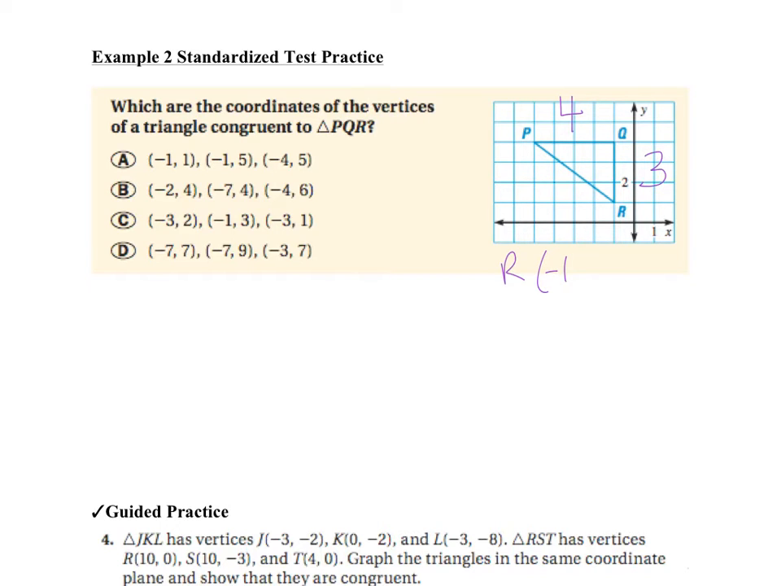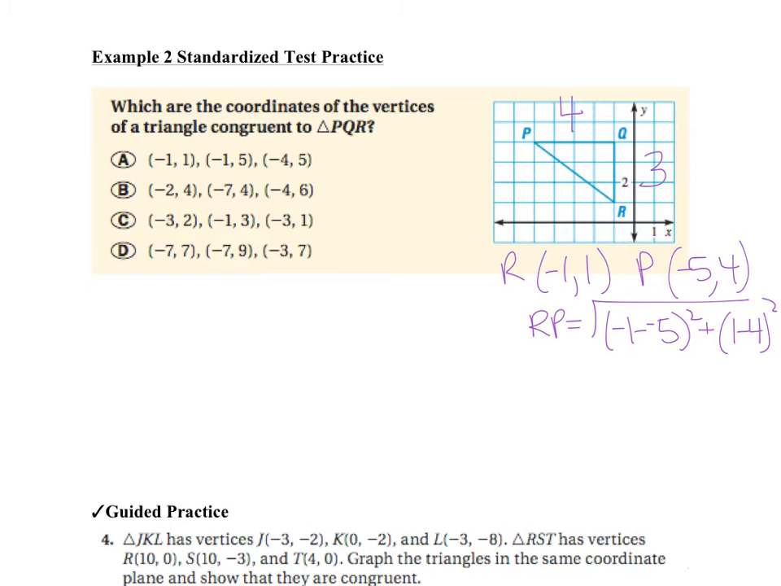R is -1, 1, and P is -5, 4. So finding the length of RP, square root of -1 minus -5 squared plus 1 minus 4 squared is 16 plus 9, which is the square root of 25, which equals 5. So that's a 3, 4, 5 triangle.